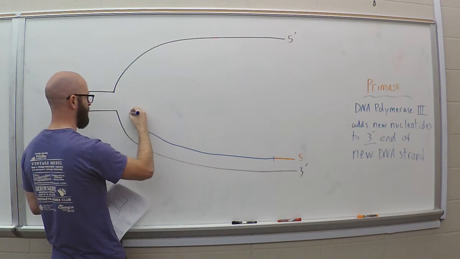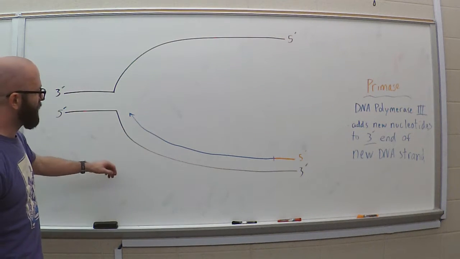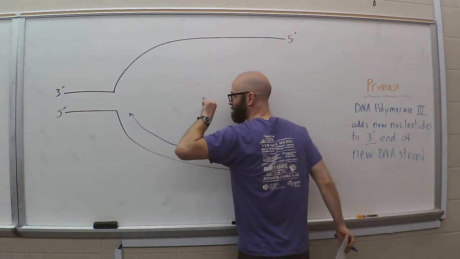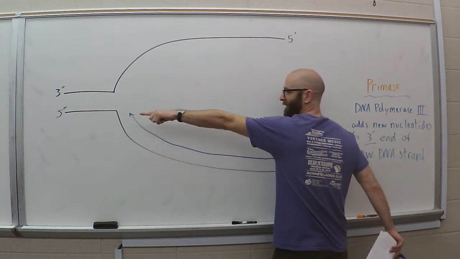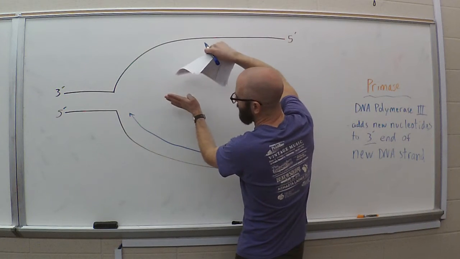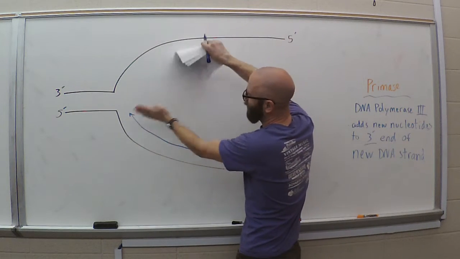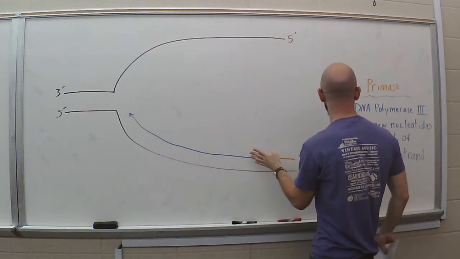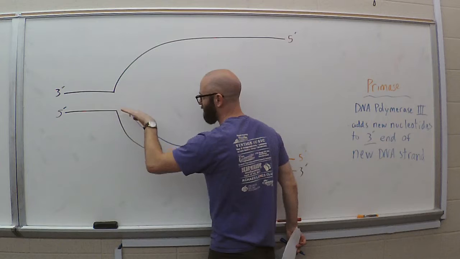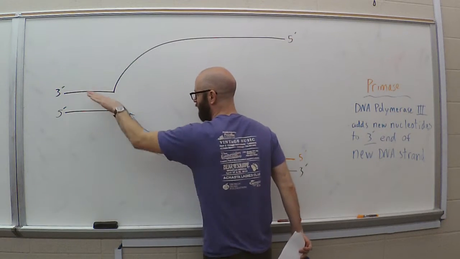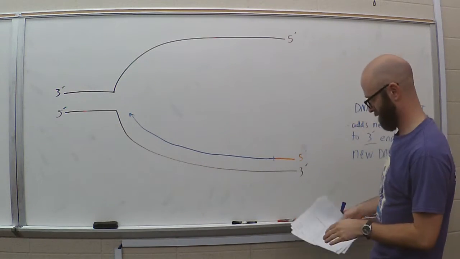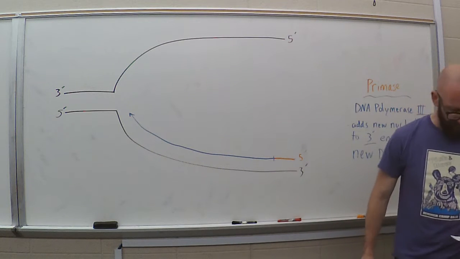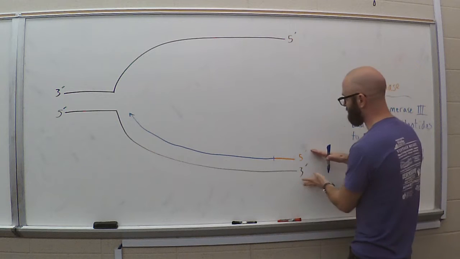And that'll go all the way along, right? So as the replication fork extends in that direction, right, with the two DNA strands being pulled apart, as the DNA strands get pulled apart, DNA polymerase 3 will just extend this strand along with the replication fork. Right? Okay. So that's what happens on this strand right here.